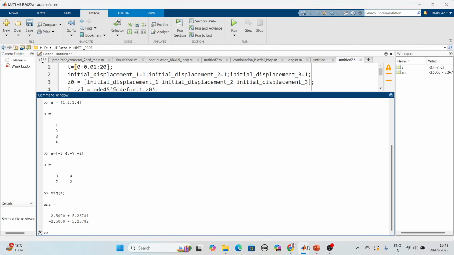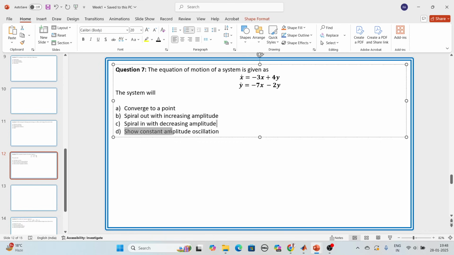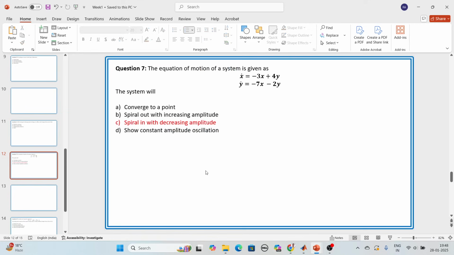So, if I again come on the PPT, you see here the options. The system will converge to a point, spiral out with increasing amplitude, spiral in with decreasing amplitude, show constant amplitude oscillation. What is going to be the correct answer? It is going to be C. Spiral in with decreasing amplitude. Isn't it? This is my correct answer.